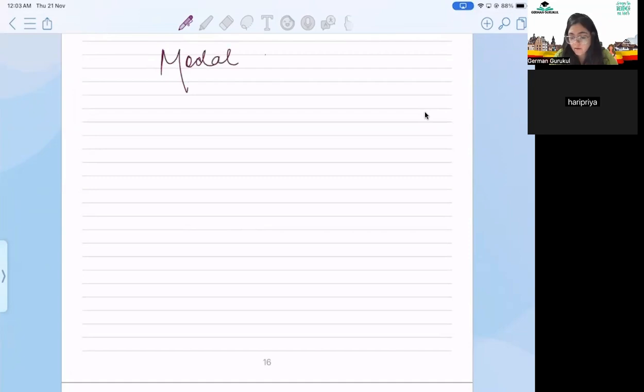Wir lernen heute Modalverben. Modalverben means modal verbs, right? Like müssen, sollen. Yeah, those all are modal verbs. Müssen, sollen, können, wollen, right? These all are modal verbs.